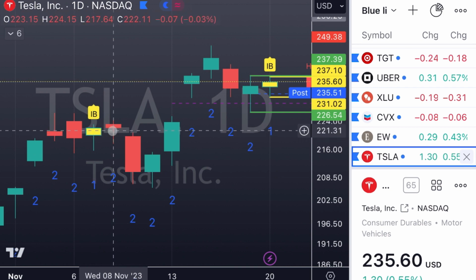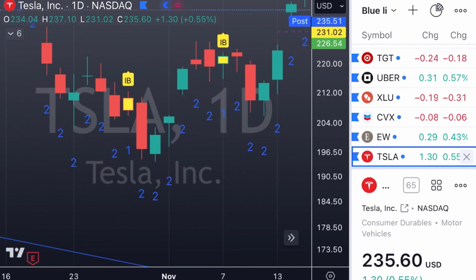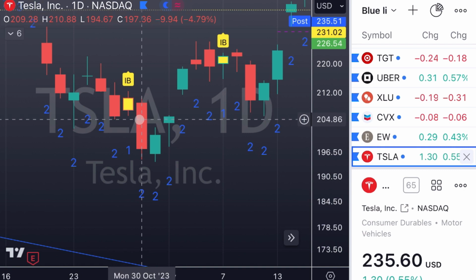This inside bar did not work. And as I said before, they do not always work. You're not always going to get 100% accuracy on your trades. But the probability and the possibility of these trades working out because of these setups is what we're looking for.